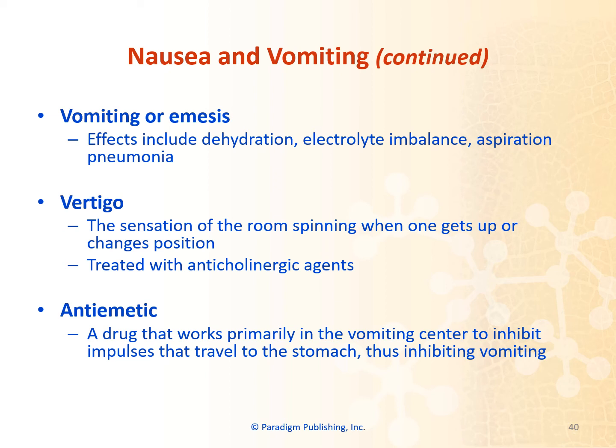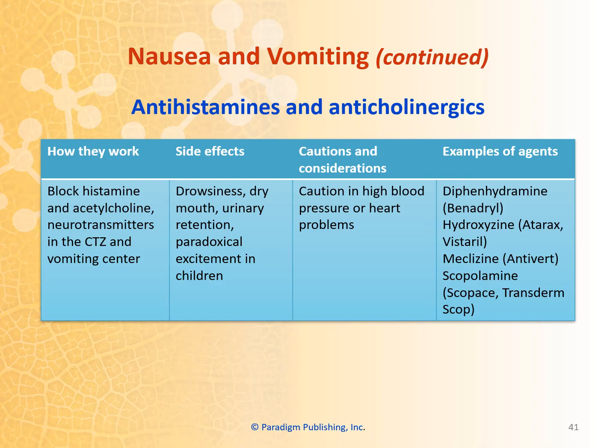is a drug that works primarily in the vomiting center to inhibit impulses that travel to the stomach and thus inhibiting vomiting. I think over the counter, the only antiemetic that's available, or at least when I worked retail, was one that was called cola syrup, which is just a concentrated sugary syrup, which is supposed to help with nausea and vomiting.